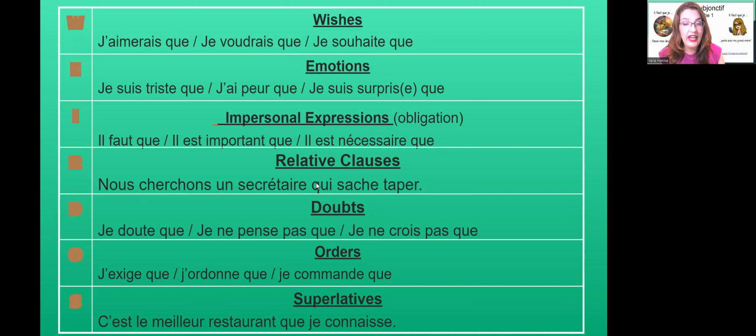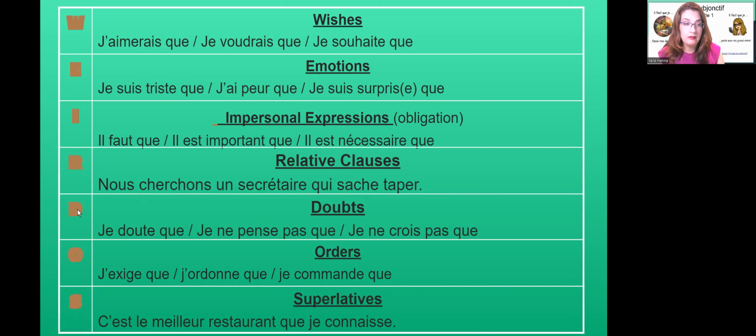Nous cherchons un secrétaire qui sache taper. We are looking for a secretary who knows how to type. So sache, it's the subjunctive of savoir. We don't say qui sait taper, we say qui sache.